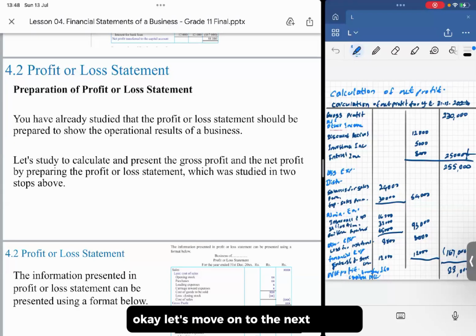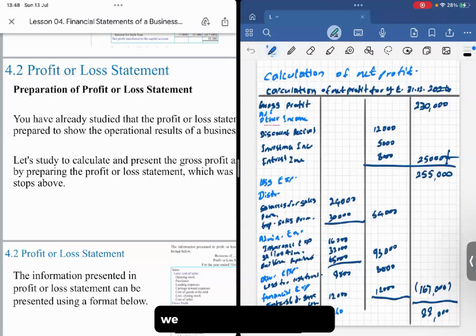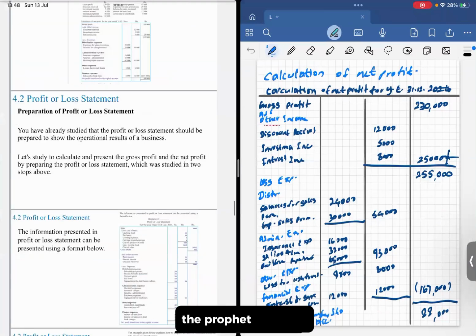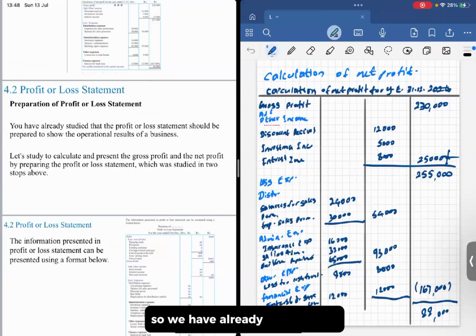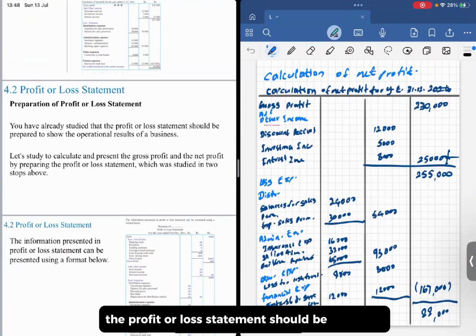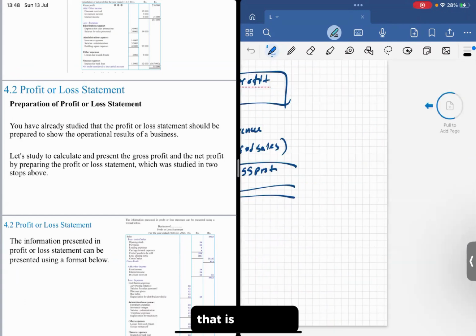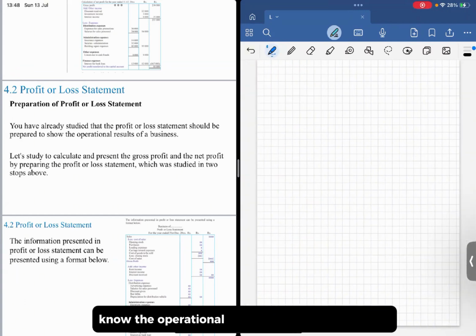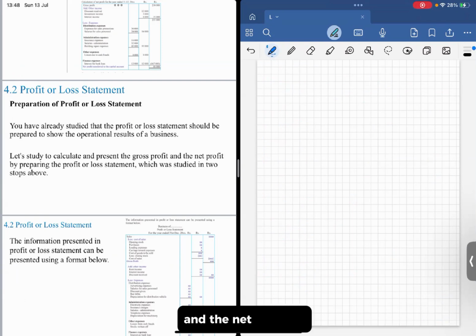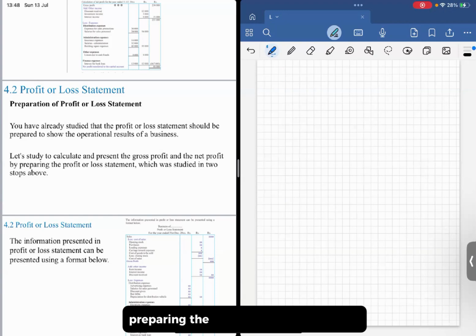Okay, let's move on to the next part. We have already studied that the profit or loss statement should be prepared to show the operational results of the business. Why do we prepare the profit and loss statement? That is simply to know the operational results of the business. Now we are going to calculate and present the gross profit and the net profit by preparing the profit and loss statement, which was studied in 2 steps above.